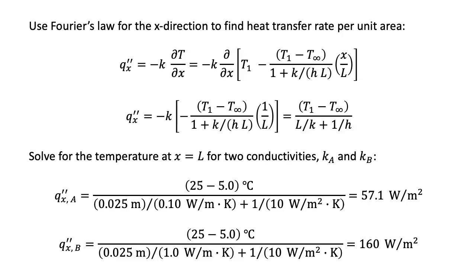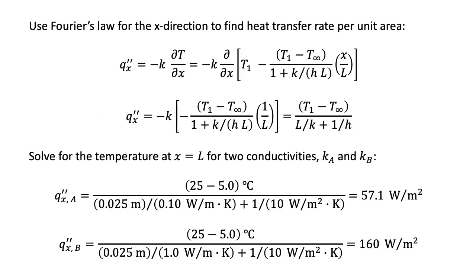Continuing with Part B, to determine the heat transfer rate per unit area, or heat flux, we use Fourier's law, the rate equation for conduction, for just the x direction for our one-dimensional problem. Substituting in our known temperature distribution, we get an equation to solve for the heat flux, which is constant, as expected for this case where the temperature gradient is constant.